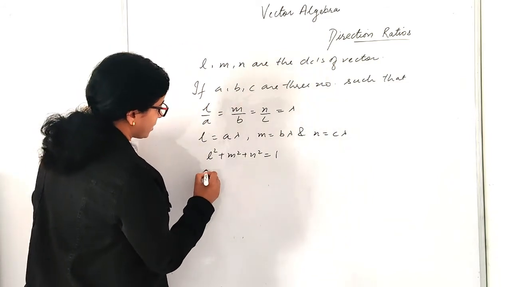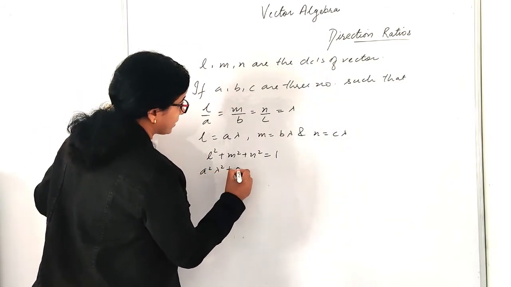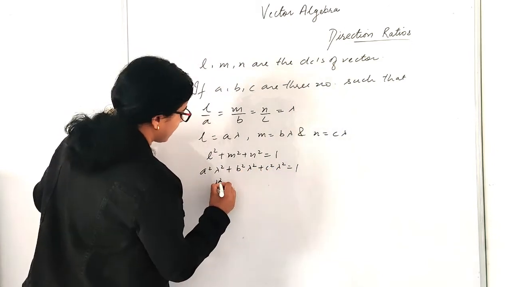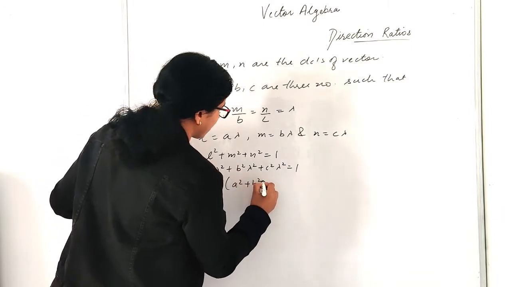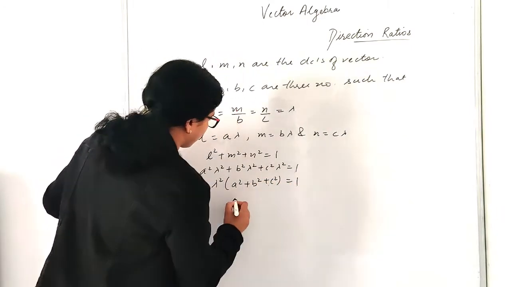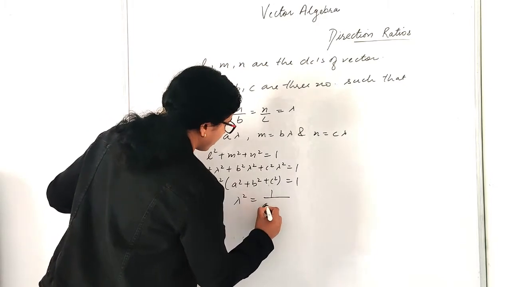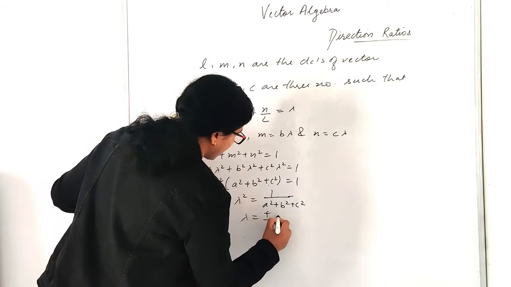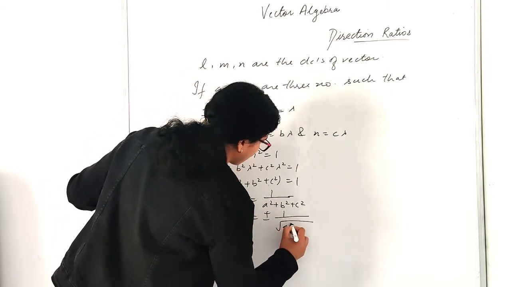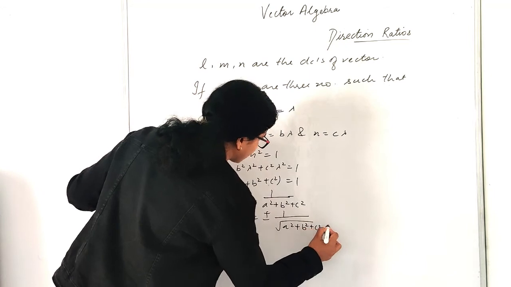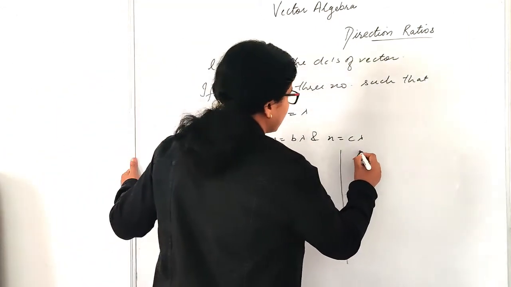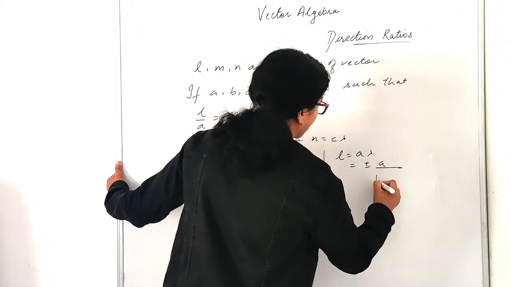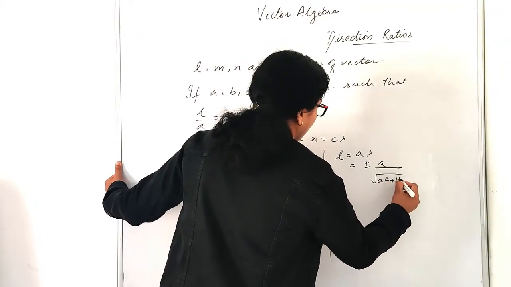So I can write here a square lambda square plus b square lambda square plus c square lambda square is equal to 1. Lambda square common: a square plus b square plus c square is equal to 1. Lambda square is equal to 1 upon a square plus b square plus c square. Lambda is equal to plus minus 1 by root a square plus b square plus c square. So we have l is equal to a lambda. So it will become plus minus a upon root a square plus b square plus c square.